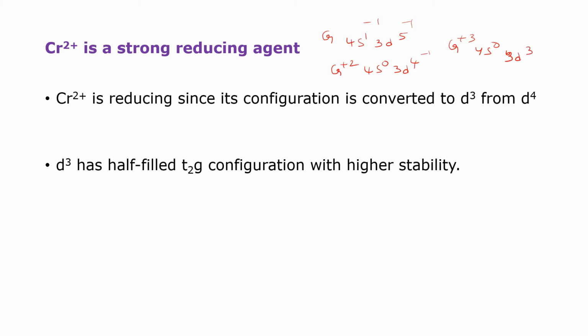Now the thing is that, in the previous case, what we said, chromium plus 2 is converting into chromium plus 3 by losing 1 electron. Now see, this reaction is called oxidation reaction. The substance that undergoes oxidation reaction is called a reducing agent. This is a reducing agent. Now why it is a strong reducing agent, I am explaining here. See, which configuration are we getting for chromium plus 3? I told you, d3 configuration I am getting.